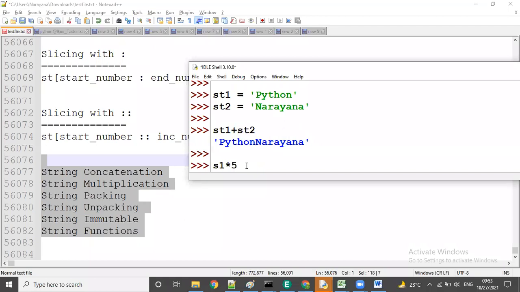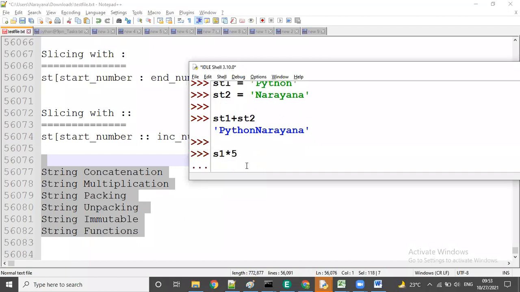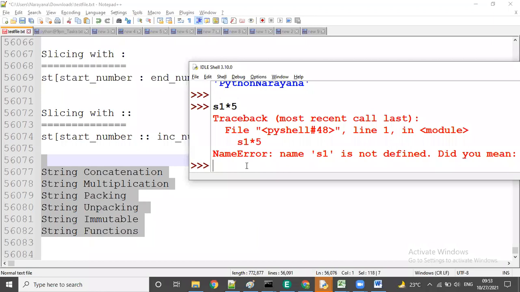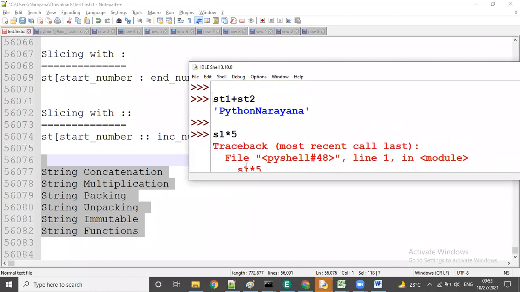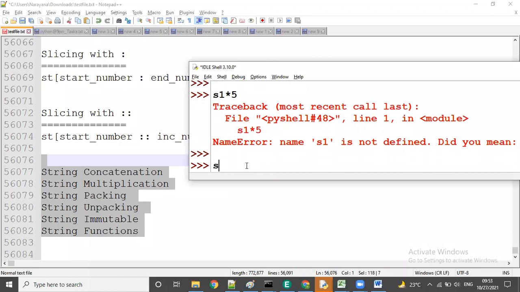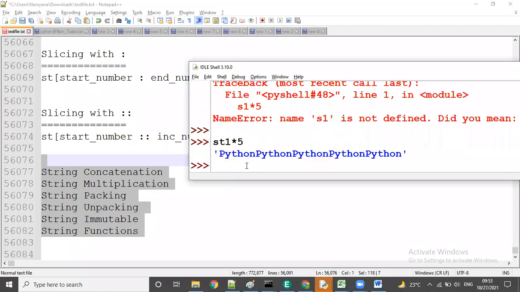Multiplication means the same st1 repeats 5 times. I'm multiplying by 5, so 5 times it repeats. Sorry, it's st1, okay. I want it 5 times. So Python is displayed repeatedly. This is called string multiplication, guys. String concatenation, string multiplication. All of you clear, right?